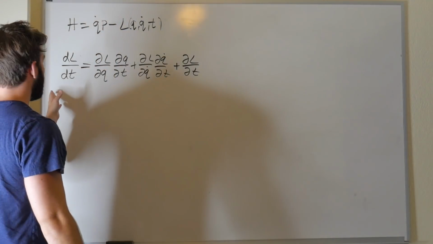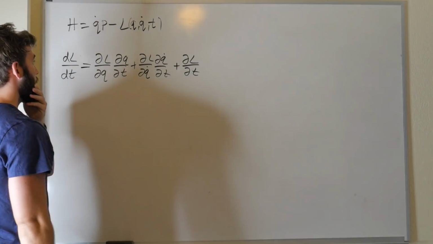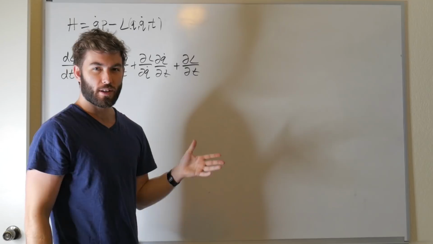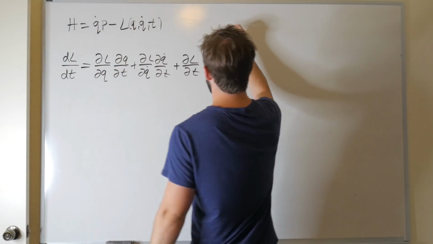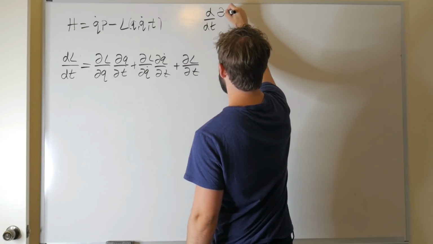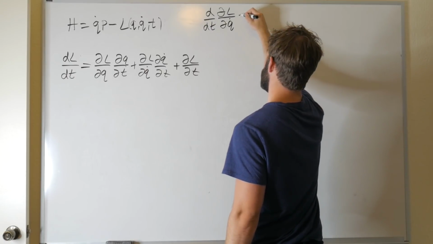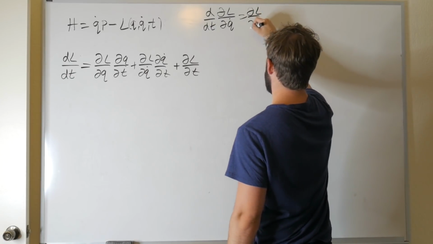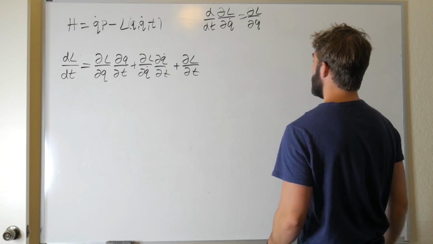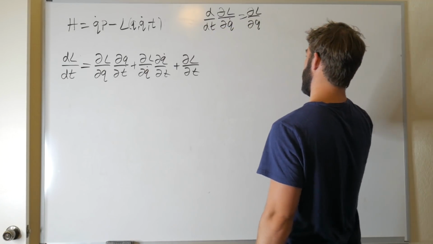Now these are different quantities. This is the total time derivative, this is the partial. These are not the same thing. What might be helpful now is to write down the Euler-Lagrange equation, because we're going to exploit it a little bit. So we know that the total time derivative of the derivative of the Lagrangian with respect to the generalized velocity is equal to the derivative of the Lagrangian with respect to, nope, that's not a dot, that's a coordinate. F equals ma: the time derivative of the momentum is equal to the force.